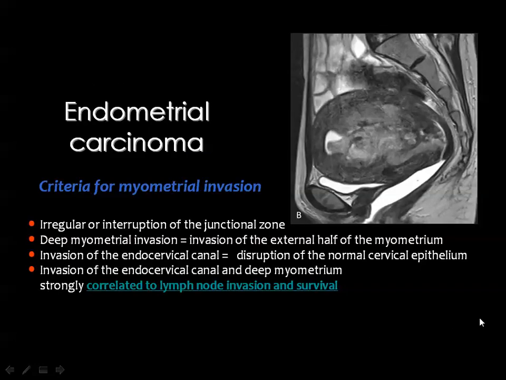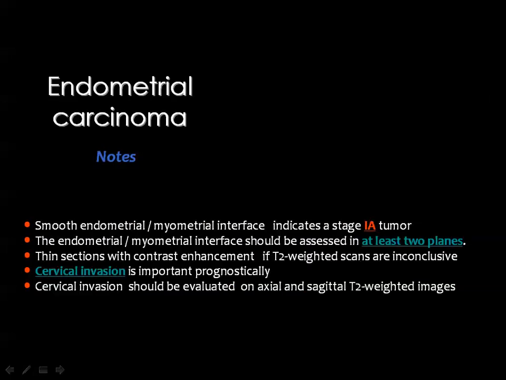Then the endometrial cancer is an ill-defined lesion within the endometrial cavity. It may infiltrate the wall of the uterus and may go into the adjacent organs, and the signal intensity of the tumor is usually less than that of the endometrium in T2 weighted images, but more than the signal intensity of the myometrium.